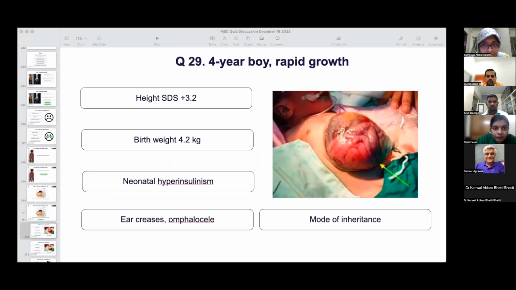A 4-year-old boy with rapid growth. Height is there. So we already got the answer. Dr. Reshma has said it, now what is the mode of inheritance? Sir, this is Beckwith-Wiedemann. It is an imprinting disorder. So I think this time we've got the absolutely right imprinting. So we've got 10 marks, Dr. Reshma. So good. So what is the score now?